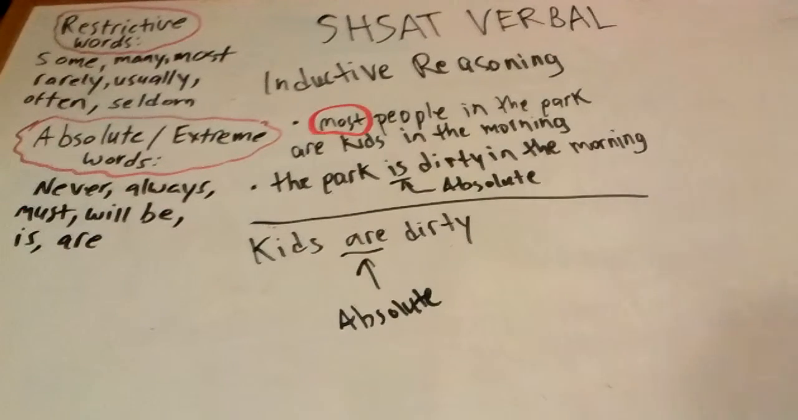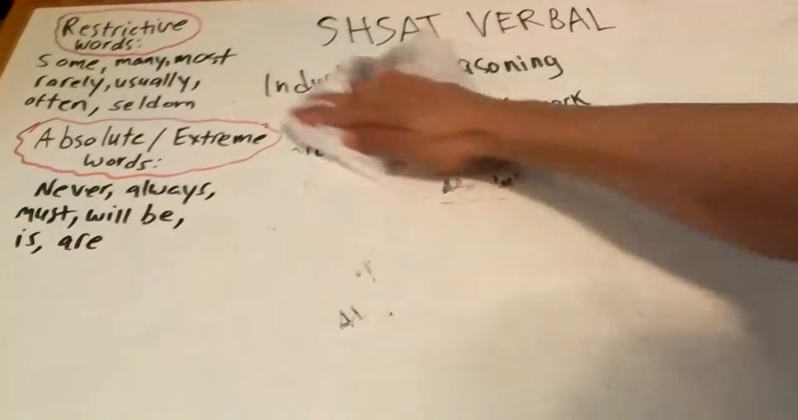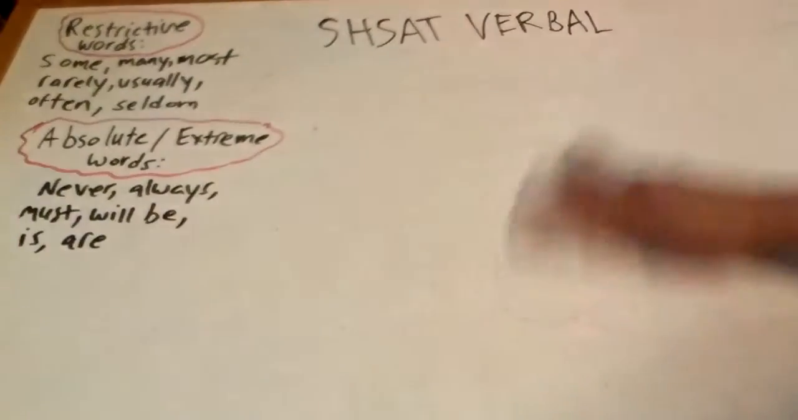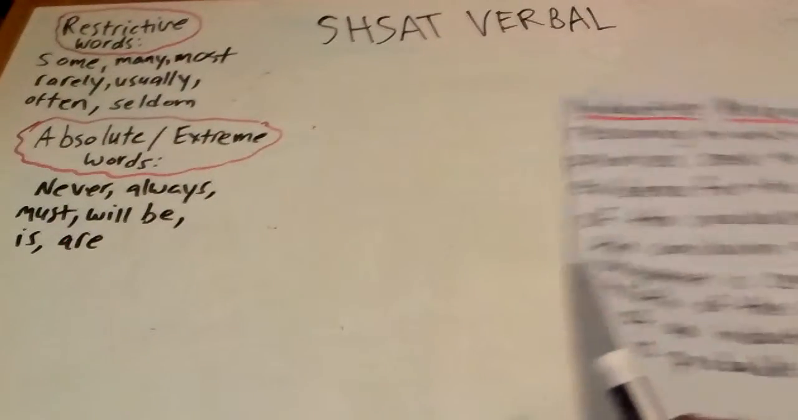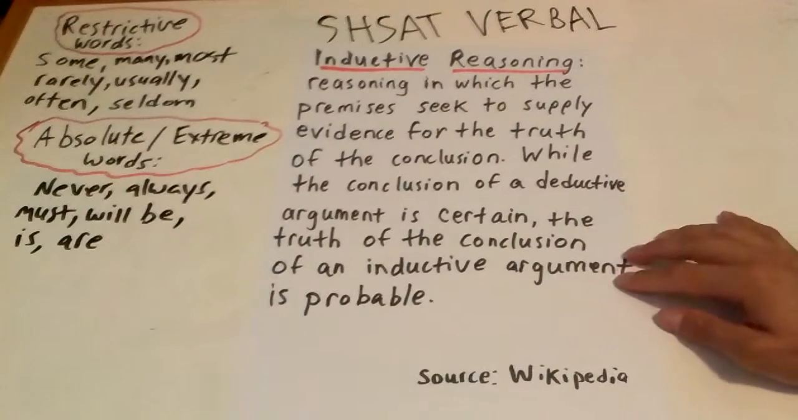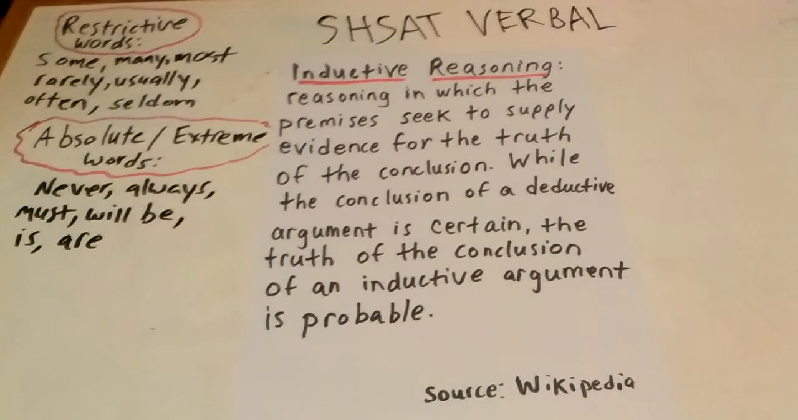I guess before we do, here's this for inductive reasoning. You might like that. It's taken from Wikipedia. One more time, let's see it. It says, inductive reasoning: reasoning in which the premises seek to supply evidence for the truth of the conclusion. While the conclusion of a deductive argument is certain, the truth of the conclusion of an inductive argument is probable.